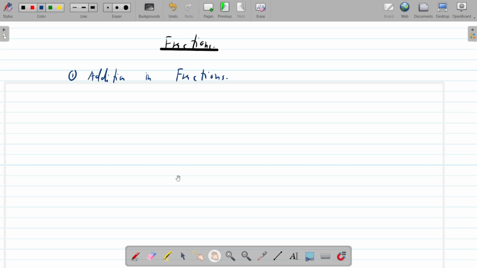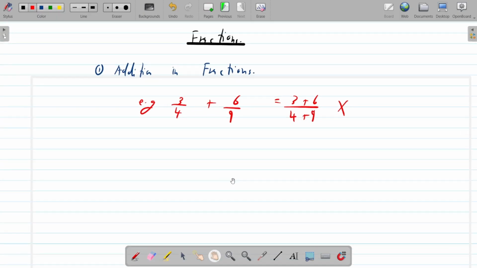Like if you're adding fractions, we can't say that, okay, if I have 3 divided by 4 plus 6 divided by 9, I can simply do 3 plus 6 and 4 plus 9. No, that's not correct because those are the rules that we learned for normal numbers. Like if I have 3 plus 6, that's 9. If I have 4 plus 9, that's 13. But we can't write 3 by 4 and 6 by 9 together as a whole like this. So what do we do in this case, sir?